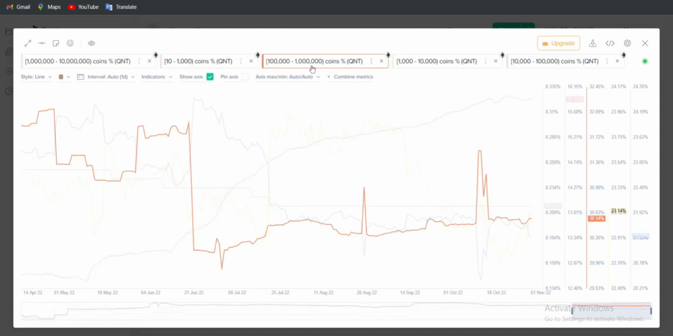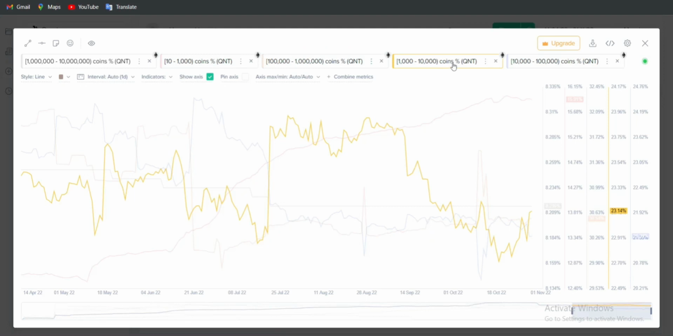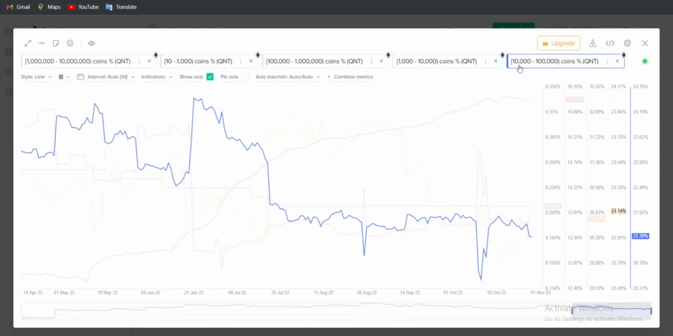Tell me what you think about this metric. Maybe I'm saying things which are incorrect, or I'm reading things which are not correct. Tell me what you think in the comment section about this metric. But yeah, the group that has got 10,000 to 100,000 coins, they seem to be selling right into this support. I don't know for what reason.